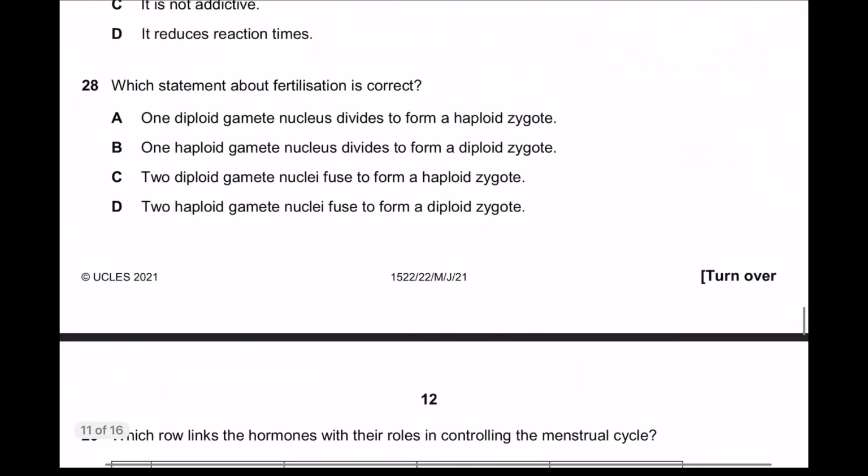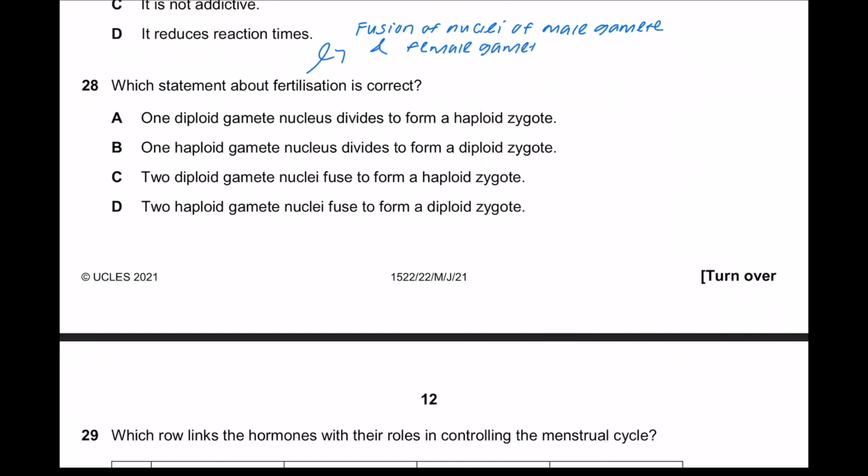Next question, which statement about fertilization is correct? Fertilization is the fusion of nuclei of the male gamete and female gamete. So the male gamete is the sperm, the female gamete is the egg cell, or you can also say the ovum.